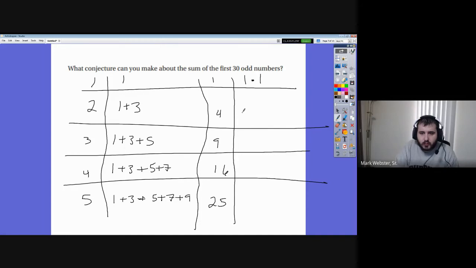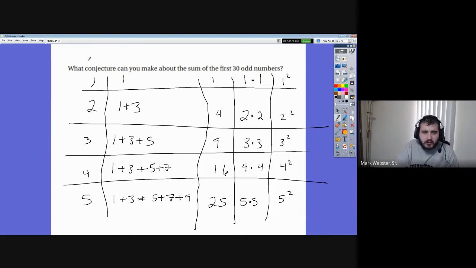2 times what is 4, 3 times what is 9, 4 times what is 16, 5 times what is 25. Well, hey, this looks like a really cool pattern. It looks like it multiplied by itself, right? So, if this is your x and this is your y, that means that if you want to find the first x odd numbers, just square it.